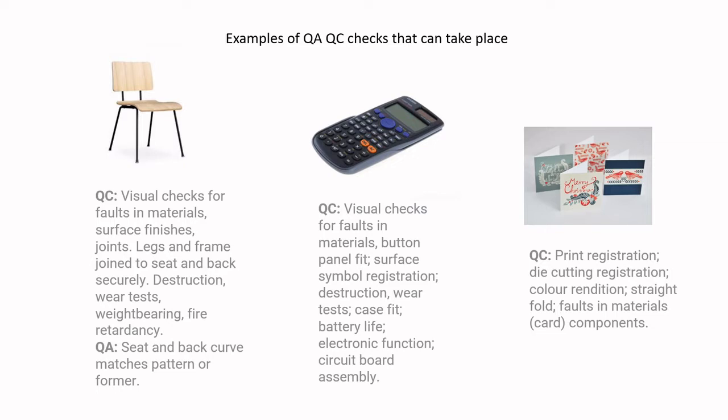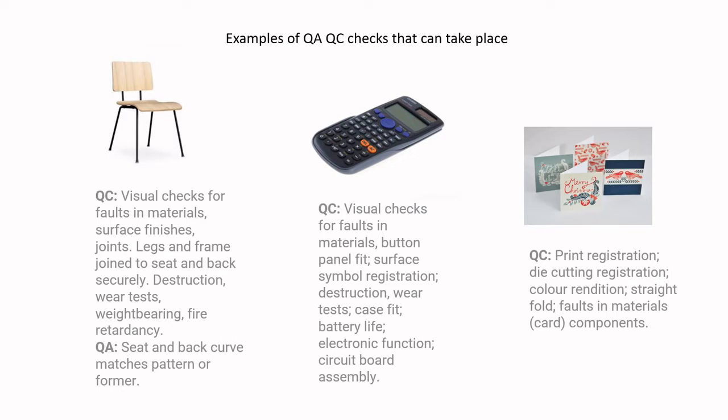Now a calculator, so quality control. You have your visual checks for faults in the materials again, making sure the plastic hasn't cracked, those types of things. Making sure the button panels fit correctly. Making sure all the surface symbols are on there correctly. Again, you have the destructive tests, checking wear and tear, those sorts of things. Check the battery life. Check that the circuit board is all working correctly.